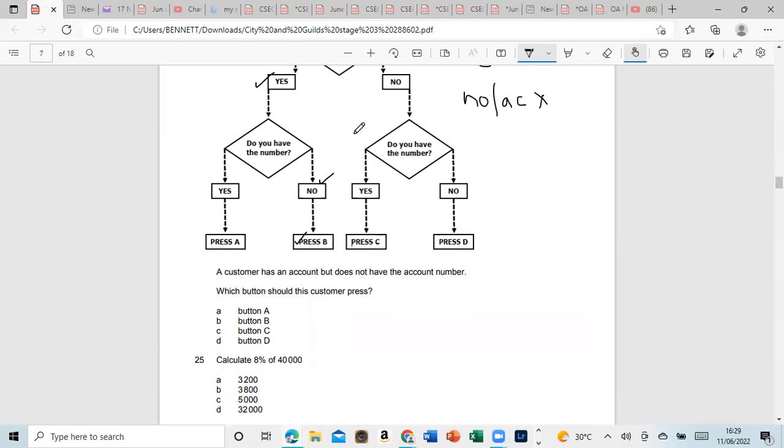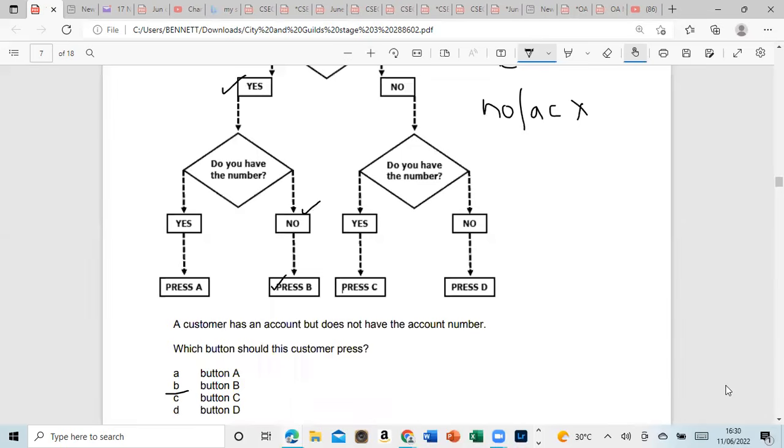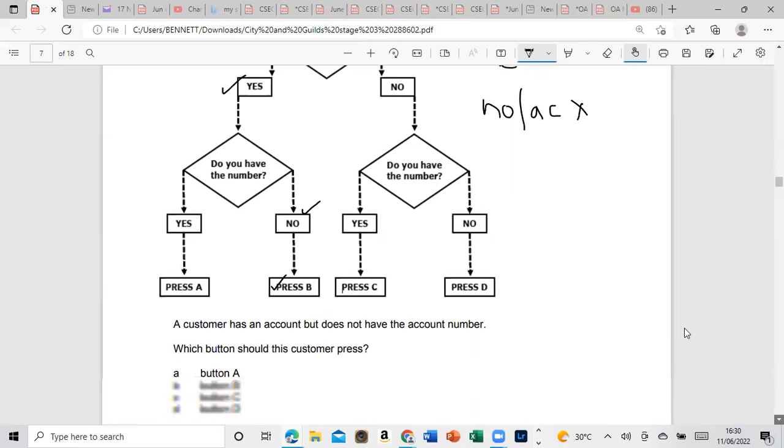That was a hard test, very hard one. If you don't have an account, you decide here. If you have an account, now, do you have an account number? Yes, press C.